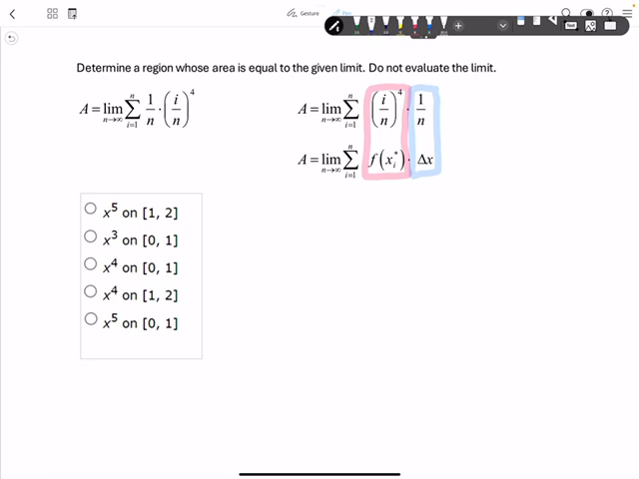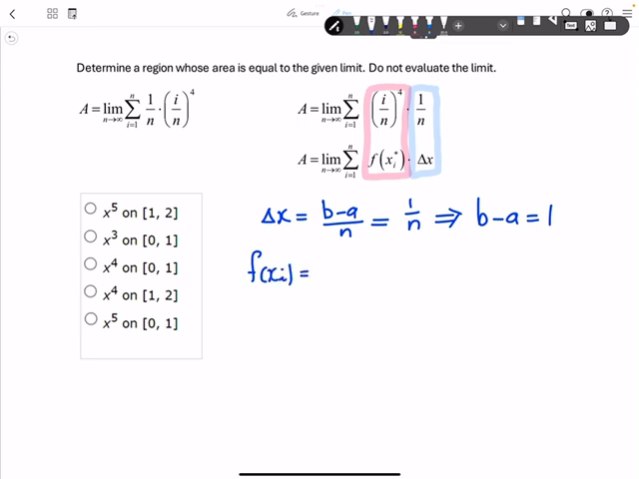So I'm going to start by saying that we can see that delta x, which we know to be b minus a over n, in this particular problem is going to be equal to 1 over n. So what this tells us is that b minus a is going to be equal to 1. So the difference between the two is 1. We can see in these answer options that are given, that's true for all 5 of these possible answers. So let's take a look next at the f of x sub i.